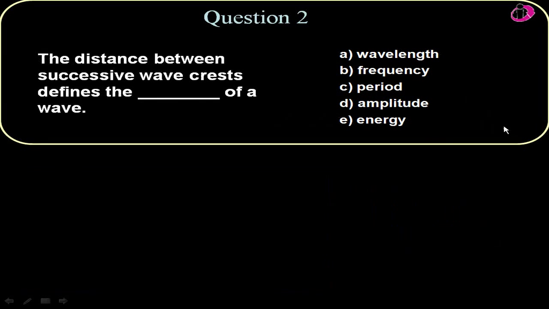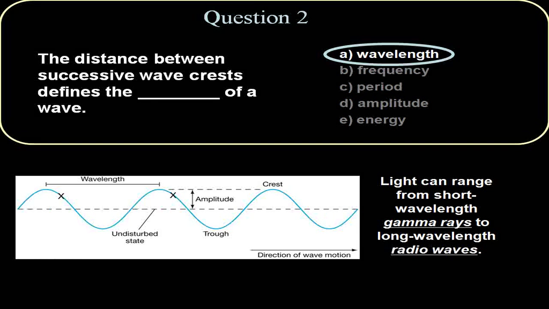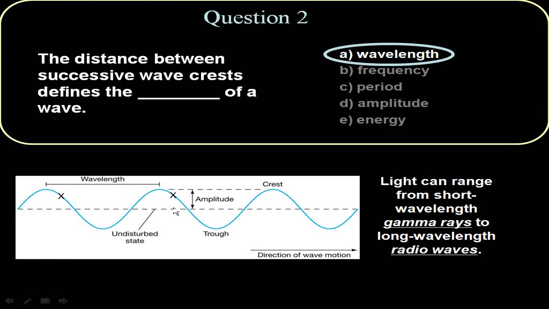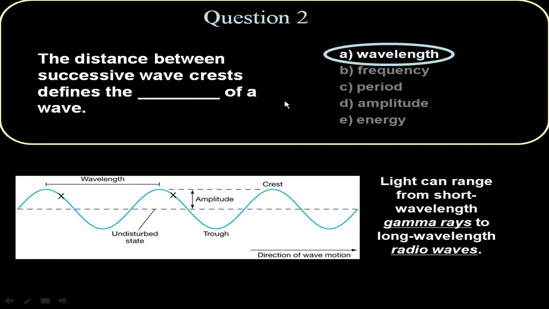Try this. The distance between successive wave crests defines the blank of a wave. Well, if you're looking at successive wave crests from peak to peak, you're looking at the definite spatial distance between the repetition of a wave. We define that as the wavelength of the light from crest to crest, or actually any point to any equivalent point. The next successive equivalent point is a wavelength for a wave.